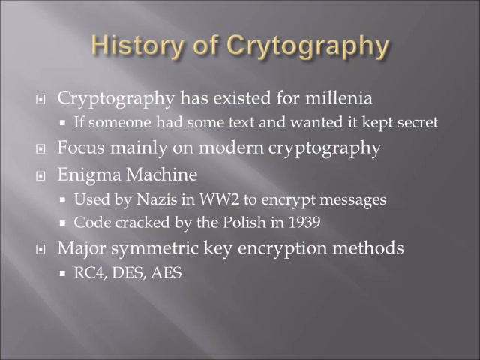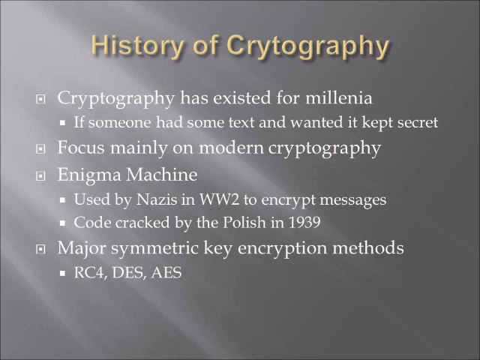Now on to the history of cryptography. Cryptography has existed for millennia. Pretty much if someone had some text they wanted to keep secret, they devised some way to keep it secret from other people. Now we're going to focus mainly on modern cryptography here, with the beginning of the Enigma machine, which was used by the Nazis in World War II to encrypt messages. It was deemed uncrackable for the longest time until the Polish cracked it in 1939.